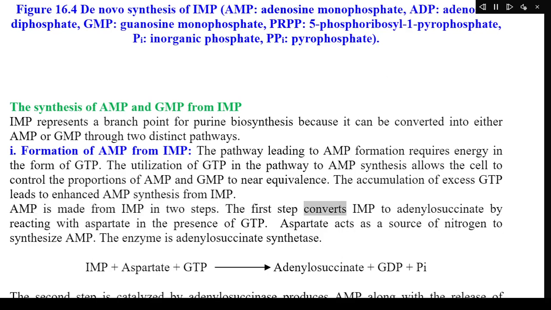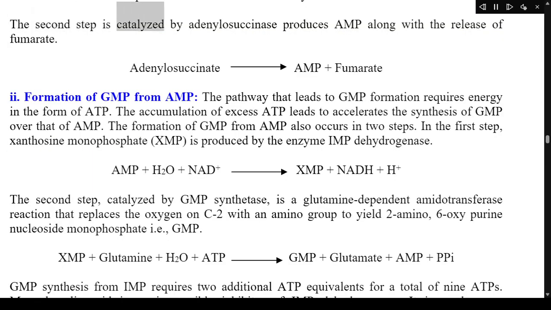The first step converts IMP to adenylosuccinate by reacting with aspartate in the presence of GTP. Aspartate acts as a source of nitrogen to synthesize AMP. The enzyme is adenylosuccinate synthetase. IMP plus aspartate plus GTP yields adenylosuccinate plus GDP plus Pi. The second step, catalyzed by adenylosuccinase, produces AMP along with the release of fumarate. Adenylosuccinate yields AMP plus fumarate.